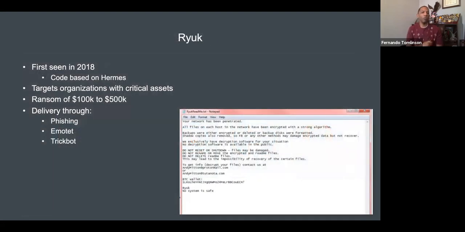All right, so Ryuk, seen in 2018, still very prevalent today. Actually, today, still very prevalent. It targets organizations with critical assets because if it's a critical asset, you're not going to want to leave it offline for a period of time, and they want to be able to impede on that. Because it's critical, there's a high likelihood that you're going to pay it. So the ransom is somewhere between 100K to 500K, and the delivery is going to be through phishing, Emotet, TrickBot.